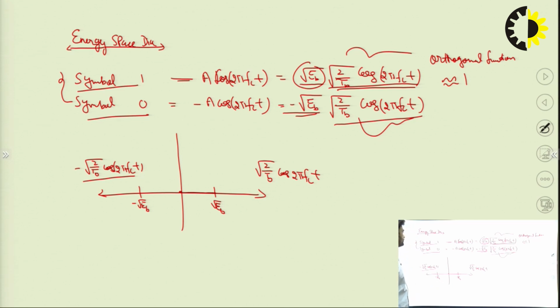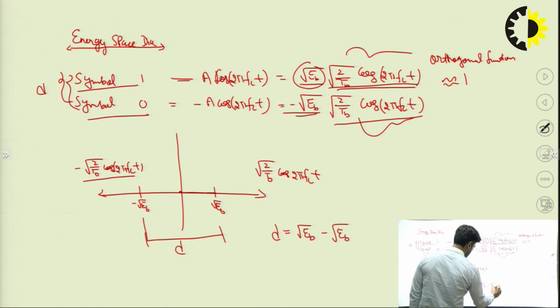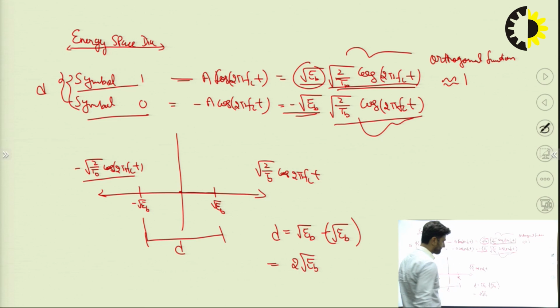Now we have to find the distance between these two. So the distance between these two is this part and this part. So the distance will come out as root EB minus minus root EB, that will give you 2 root EB. So this is the Euclidean distance between symbol 0 and 1 for the PSK.